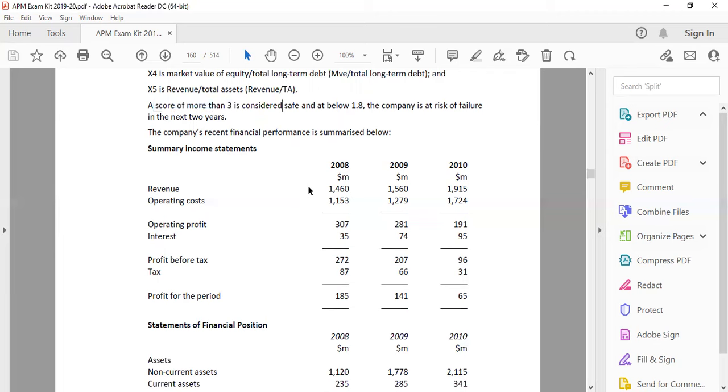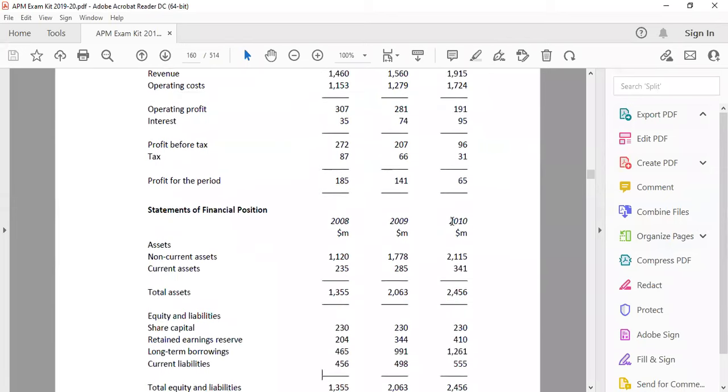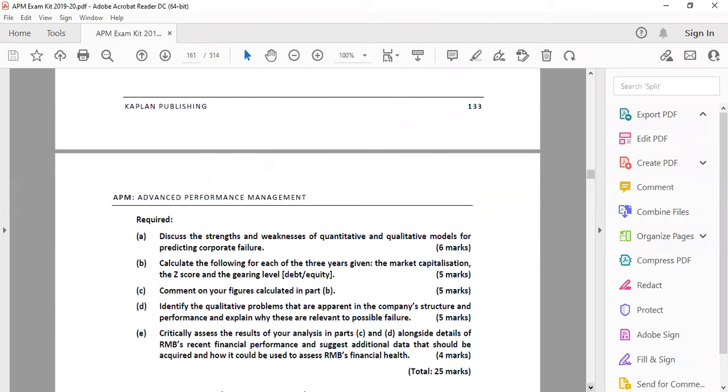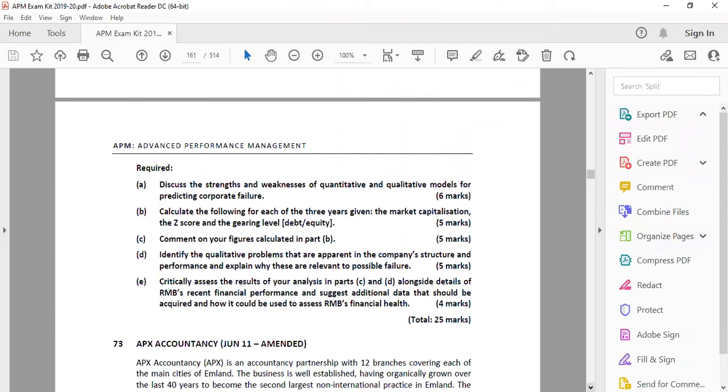We have the recent financial performance given for 2008, 2009, and 2010: revenue, operating cost, profit, interest, profit before tax, tax, and then profit for the period. Apart from that, we also have the balance sheet. The statements of financial position are given. We have the total assets and the total equity plus liabilities. Below that, it says required.